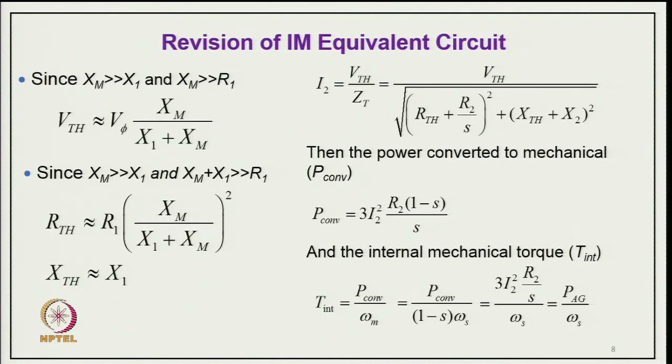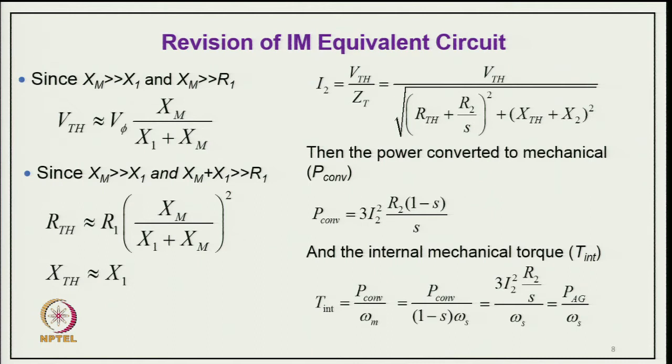Now, from here we can consider Xm is much larger than X1, and Xm is very large compared to R1. So, we can say Vth will be approximately V phi times Xm upon X1 plus Xm. And if Xm is also very large compared to X1, and Xm plus X1 is greater than R1, we can say Rth will be approximately R1 times Xm upon X1 plus Xm, or we can say Xth will be very close to X1.